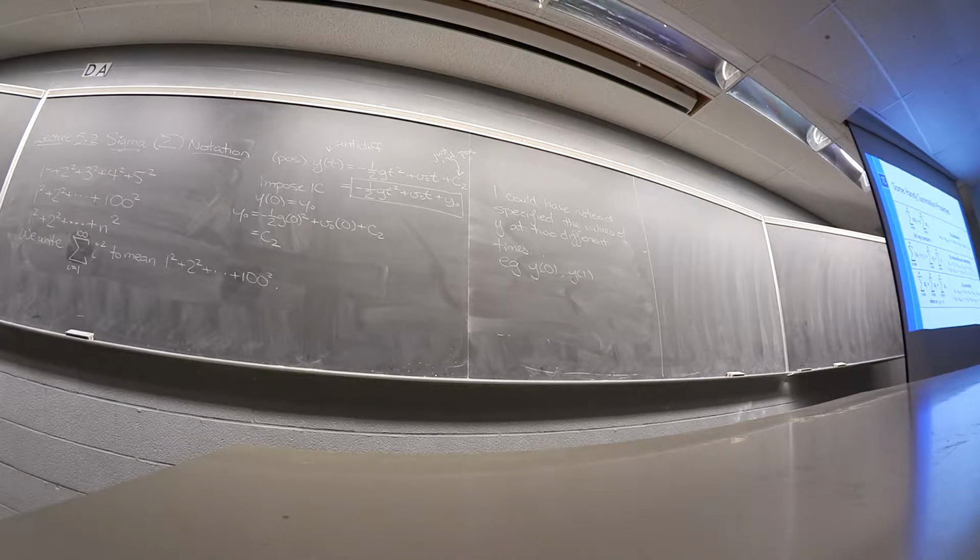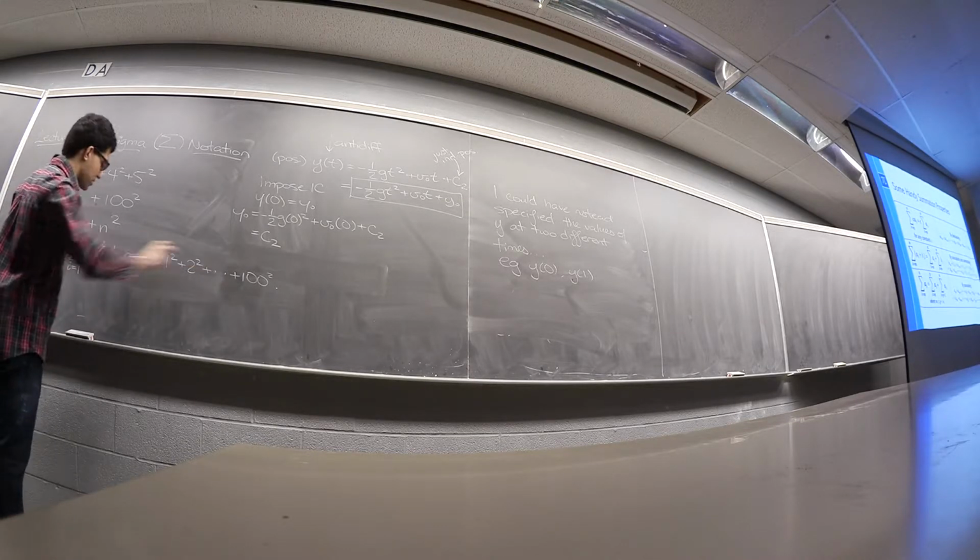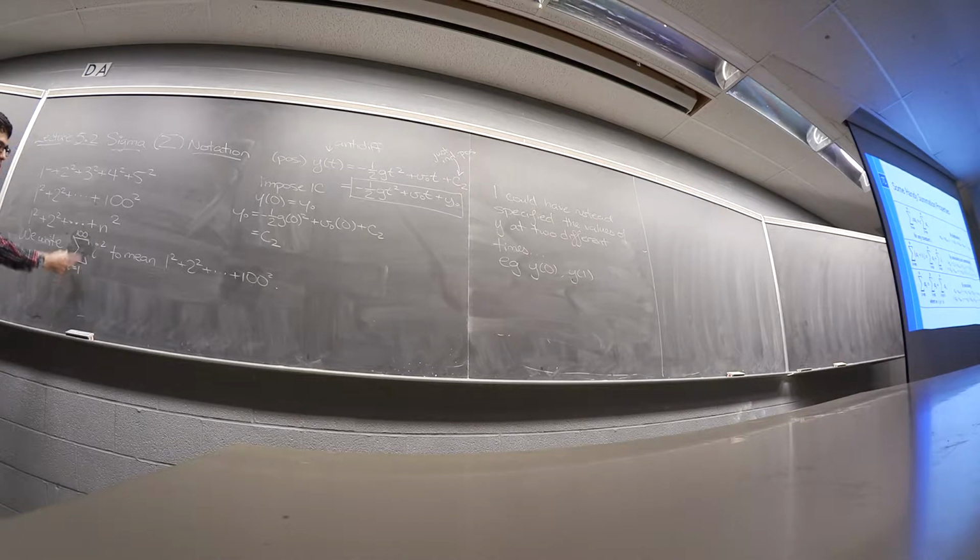So i is like the start number, and i squared is each piece. So each piece looks like i squared, and this bottom bit tells you where you start, this tells you where you end. This is not the only way this thing ends up being written, but in this class, that's the only way we'll write it.